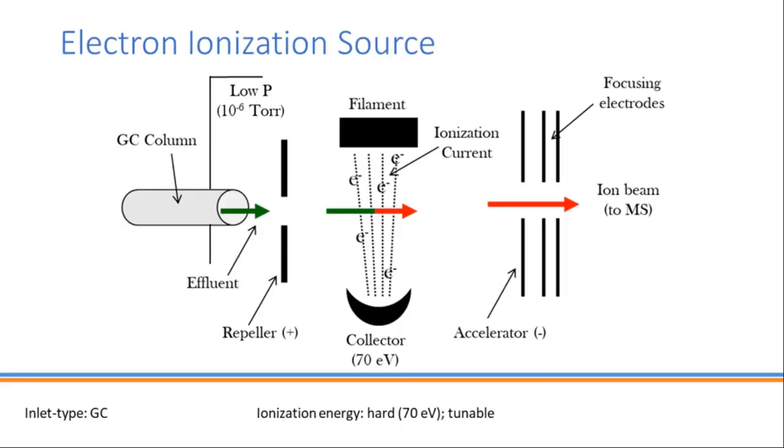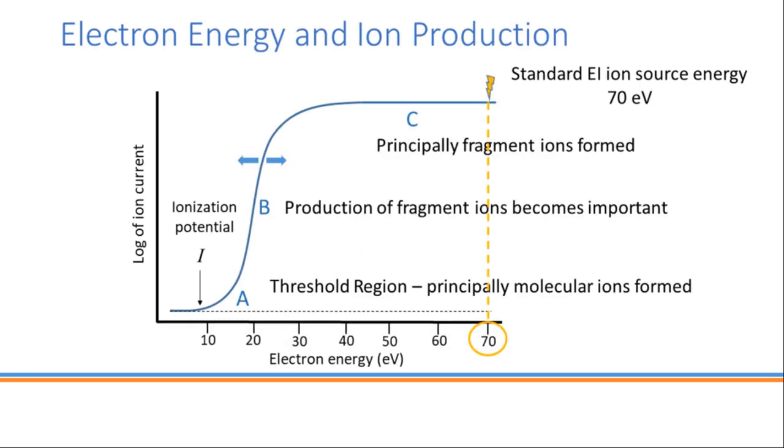Okay, so let's get into these different sources. Electron ionization source, here we have our effluent coming from the GC column. This goes into a low pressure environment ahead of the mass analyzer. And the molecules encounter this essentially ionization current from a cascade of electrons. Those electrons come through and at 70 electron volts impart a lot of energy into the molecules to create ions that once these ions are formed, will feel the repeller electrode and be sent forward into the mass spectrometer for analysis.